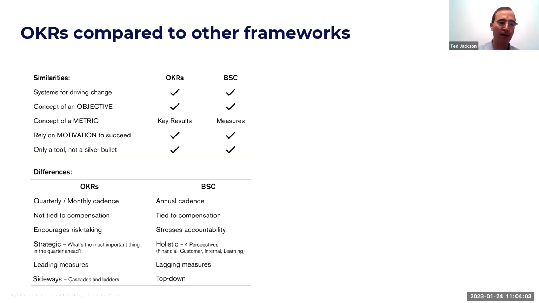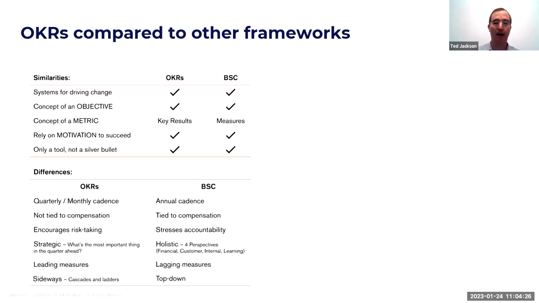If we were to think about the differences between these frameworks, as I said earlier, an OKR is typically driven on a quarterly or monthly cadence. It's not always tied to compensation. It encourages risk-taking. You're thinking about what's the most important thing in the short term, in that monthly or quarterly area. So you may have a lot more leading measures, and you can have a lot of linkages across your organization.